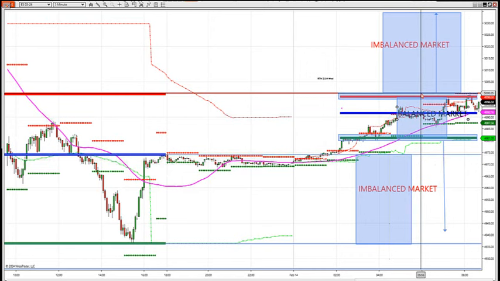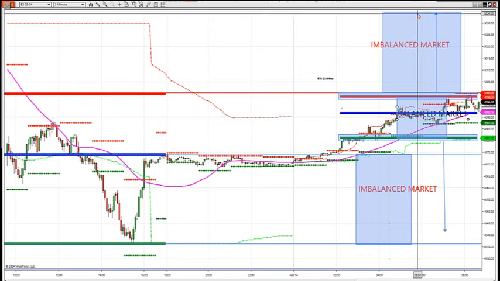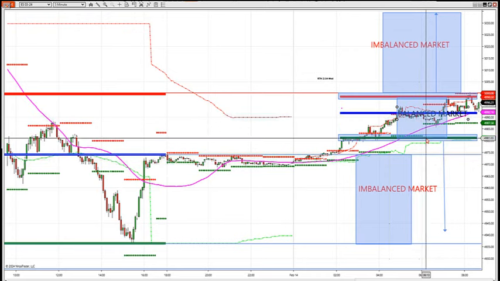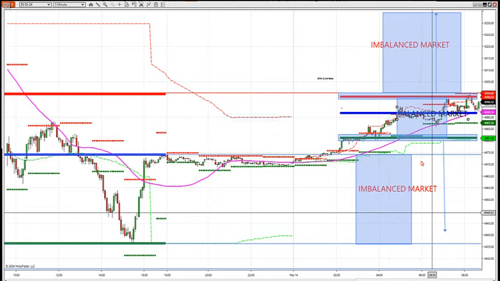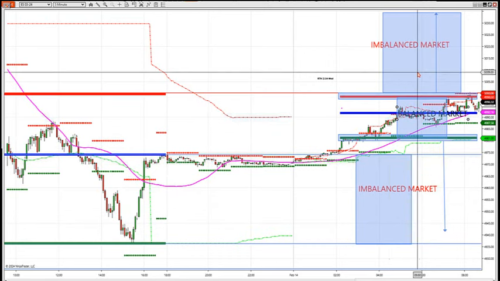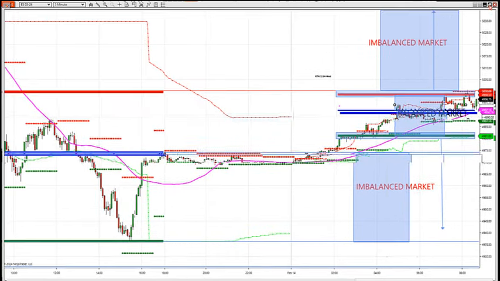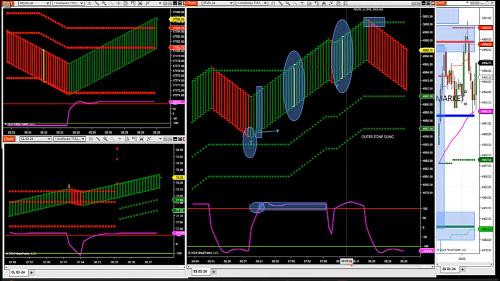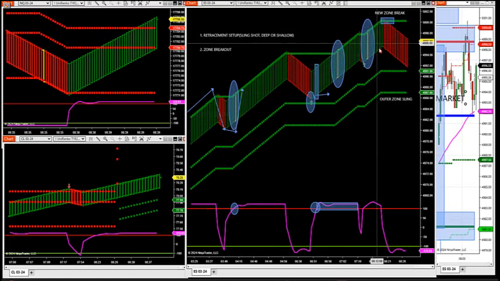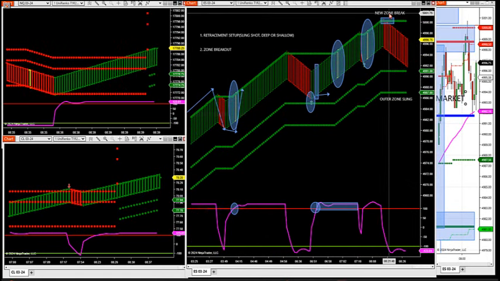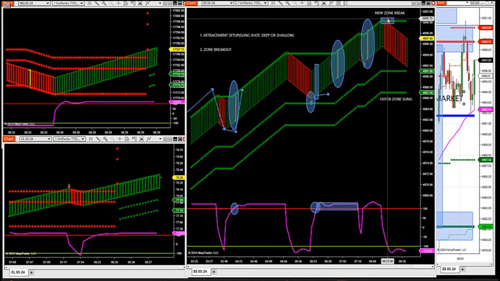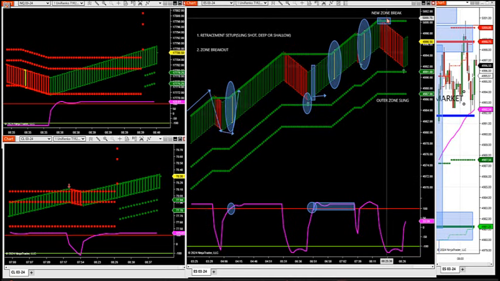It's telling us if we break out of 5,025, we should have about a 34-point upside run. We break down below 4,981, we should have about a 34-point downside hit. So knowing that, we can position ourselves into these two breakout trades. I mean, we can position our trade into a retracement setup where we get this deep retracement, or we get into this breakout. We take another breakout coming up at 5,050 or 5,075 for another continuation to the upside.